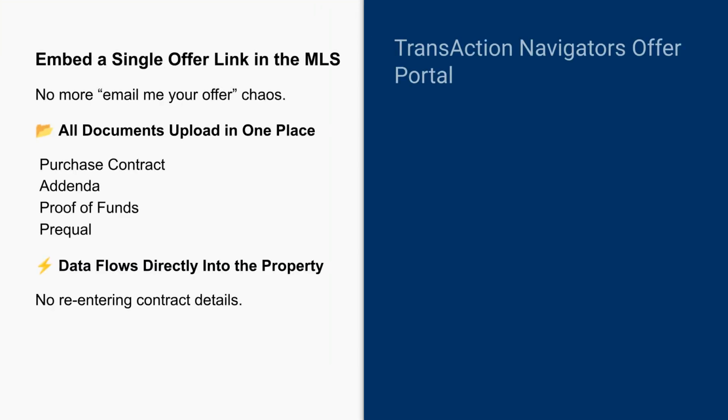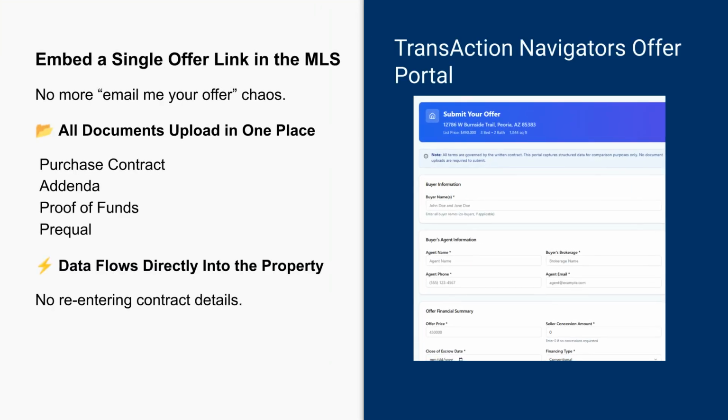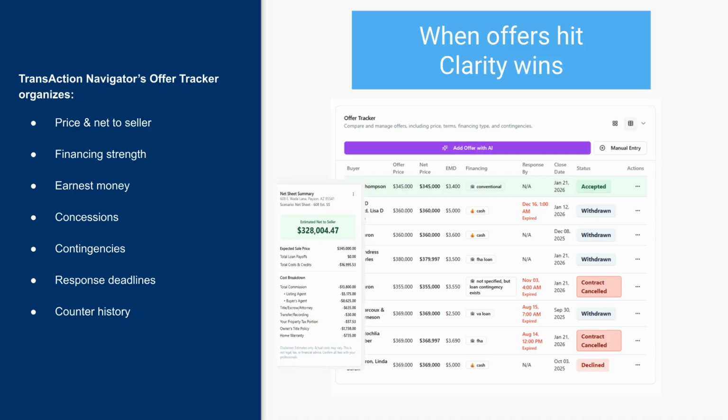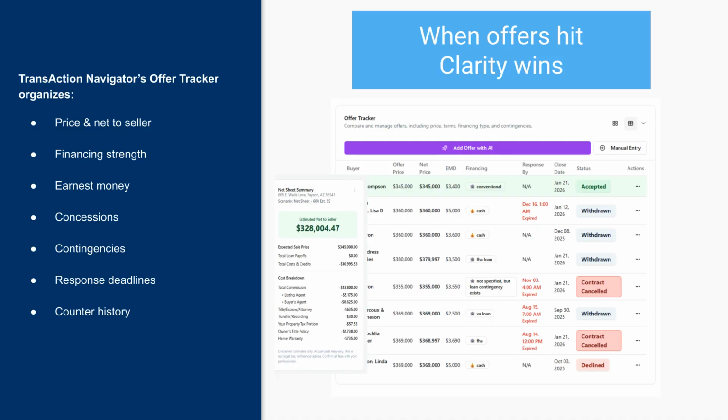TransAction Navigator's offer portal centralizes every offer into one organized, structured submission. No more hunting through email. Embed a single link in the MLS to eliminate offer email chaos. Documents upload in one place and data flows directly into the property. When offers come into the portal, clarity wins. The offer tracker organizes price, financing, contingencies, deadlines, and counter history. Once accepted, it automatically designates the active contract and generates the timeline.